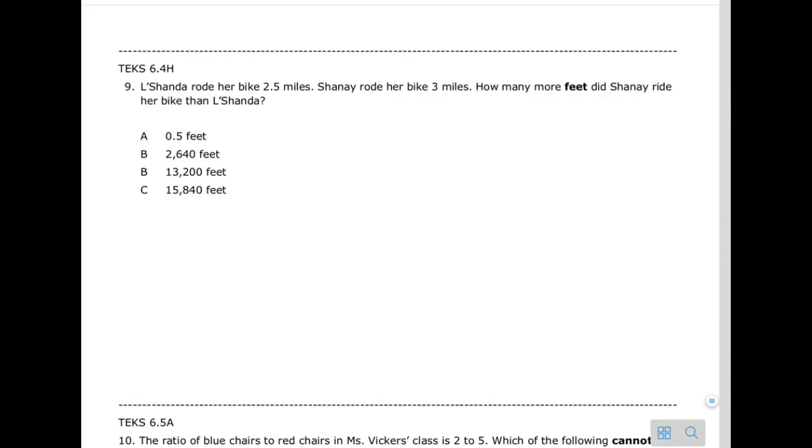Lashonda rode her bike 2.5 miles. Shanae rode her bike 3 miles. How many more feet did Shanae ride her bike than Lashonda? So when we're looking for how many more, a lot of times we're going to have to subtract.